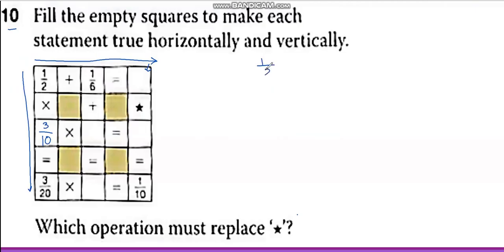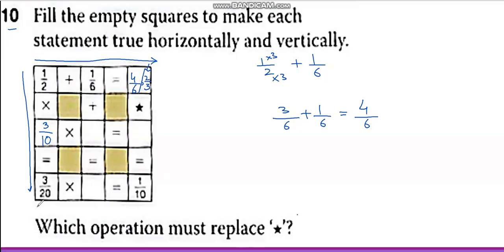Similarly, in this row, we have to add 1/2 and 1/6 to get this number. So let's add 1/2 and 1/6. First we need to make the denominator the same. We can multiply this 2 with 3 and then 3 on the top. So we will get 3/6 and 1/6, and finally we get 4/6. So we can replace it with 4/6 over there. By the way, we can also write 2/3 over there because this is the simplest form. So here we can have two answers, 4/6 and 2/3.